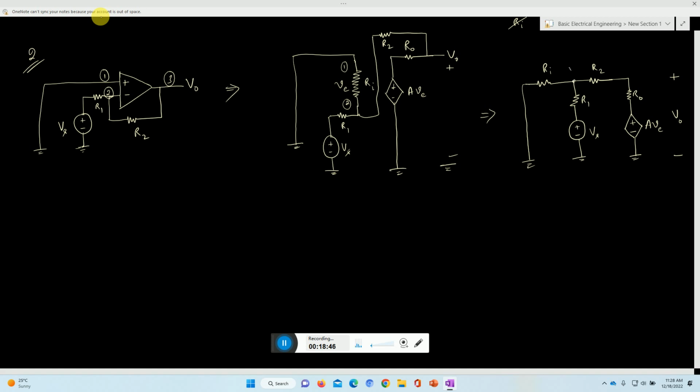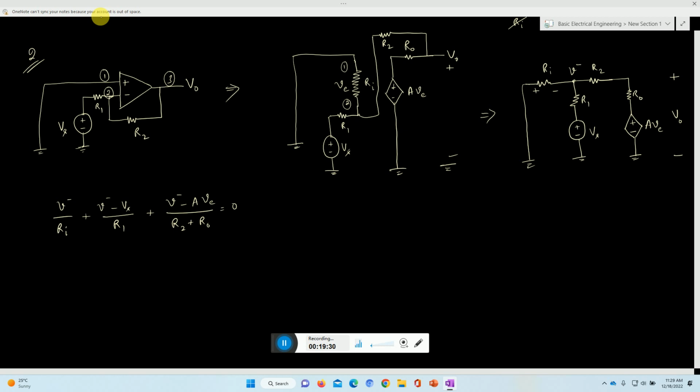This side, the terminal voltage is V minus, and whatever potential is across Ri will be reflected in the dependent source. So we can apply node analysis at this V minus node, and what we get is V minus by Ri, plus V minus minus Vs by R1, plus V minus minus AVE divided by R2 plus R0, is equal to 0. This is a simple straight-line equation.